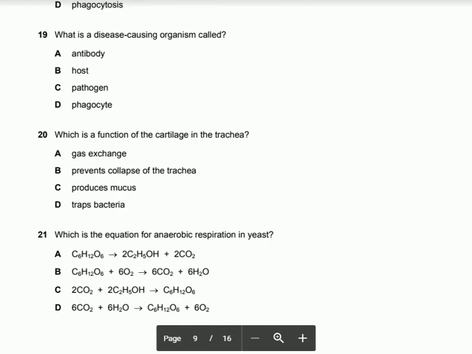Which is a function of the cartilage in the trachea? It prevents the collapse of the trachea. If your trachea collapses, you can't breathe properly, and your body will go haywire. It's not fun. It's obviously not fun. Okay.